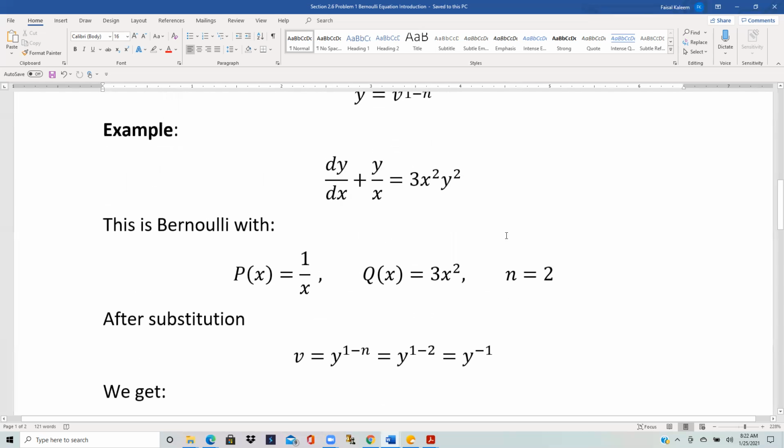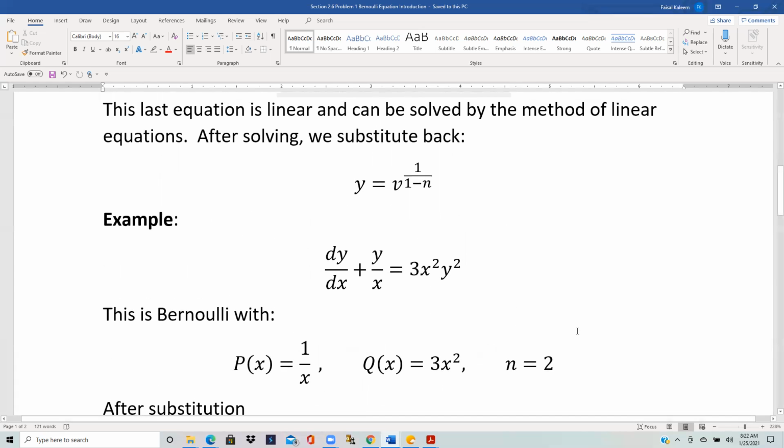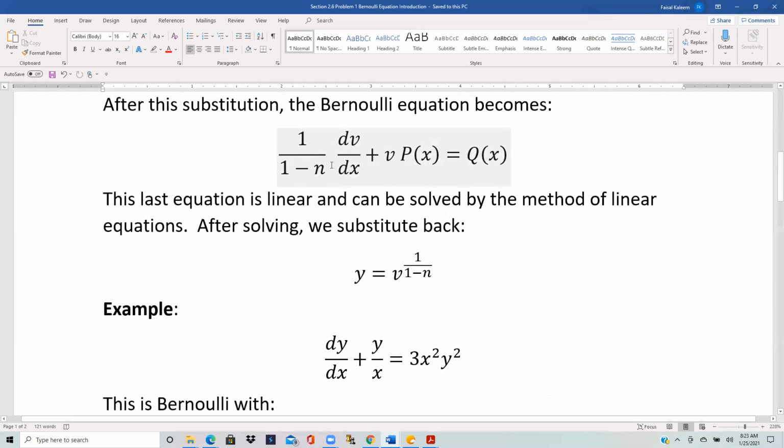Okay, so then as we said, the substitution is v is equal to y power 1 minus n. So in this case, it would be y power 1 minus 2, which is equal to y power negative 1. And then you can either do this substitution and figure out what you get, or you can just remember that after this substitution, the equation becomes 1 over.